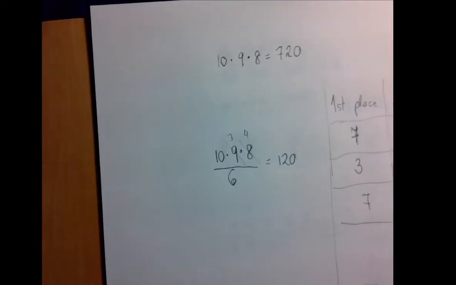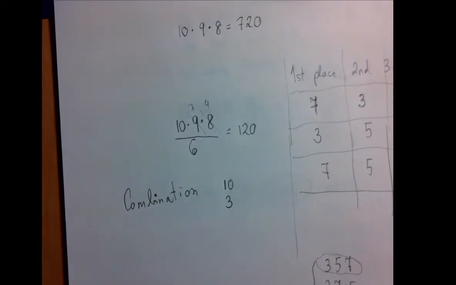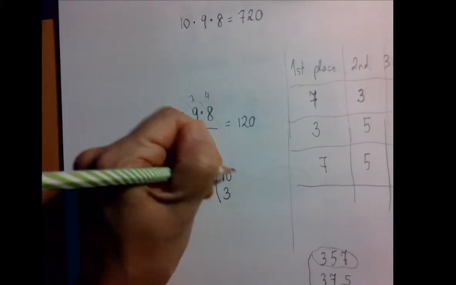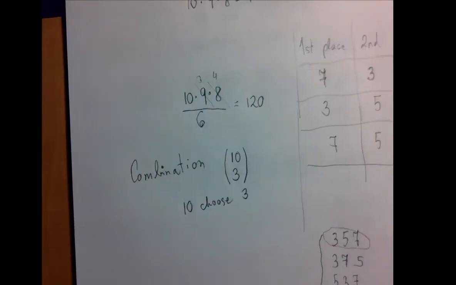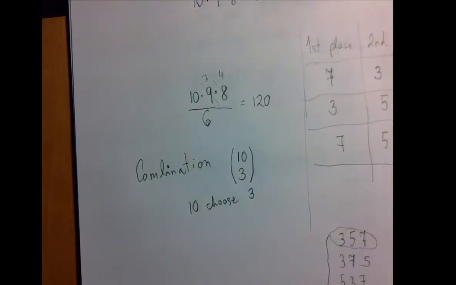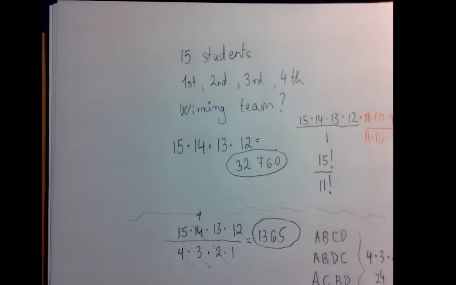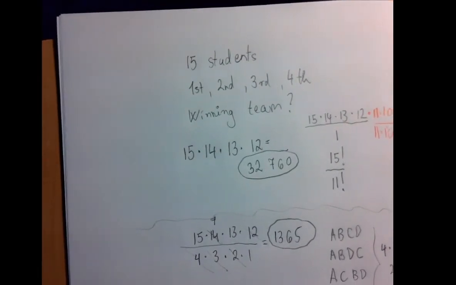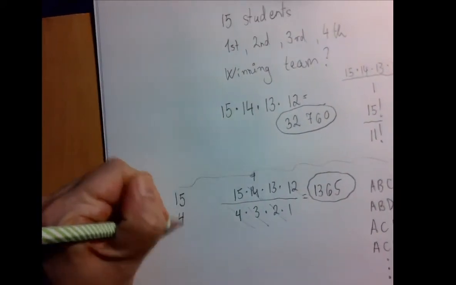This number is first of all called a combination, and the notation that mathematicians use looks like a fraction but with no fraction bar, inside a strange parenthesis-looking thing, and we read this as 10 choose 3. This represents the number of ways 3 can be selected out of 10, and that is the same as the number of 3-element subsets in a 10-element set. So that's a combination. In our second problem, when we had to choose 4 students out of 15, the first one doesn't have a notation as much as the second one. This would be 15 choose 4.